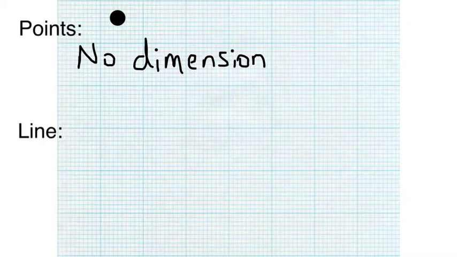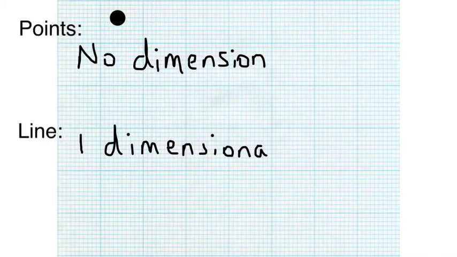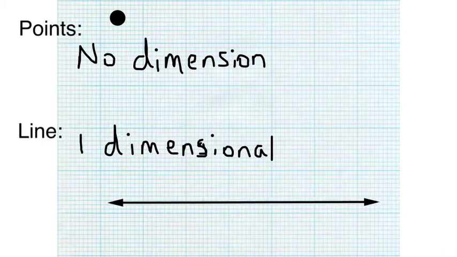A line's a little bit different. This is one-dimensional. And as far as this line goes, it's going to extend without end in both directions. There's our typical line. Again, it is one-dimensional, it just extends forever in both directions. We also put two little arrowheads on the ends, which indicate that it's a line, not a line segment or ray, which we'll get to in a minute.